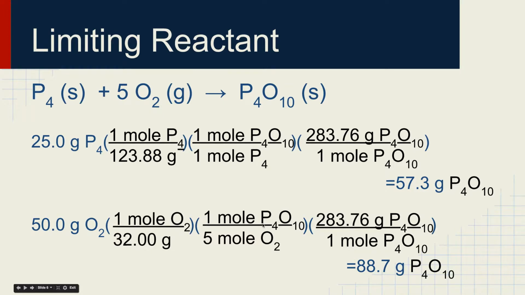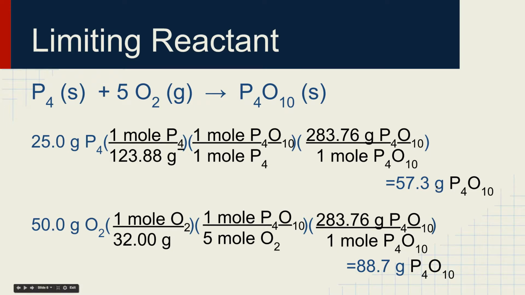So the mole ratio will be the same unknown over the other given, moles of the other given. In this case, the coefficient is 5 in this chemical equation. And then we convert that number of moles to mass using the molar mass of the unknown substance. So when we do the math here, we see that we get 88.7 grams of tetraphosphorus digoxide.